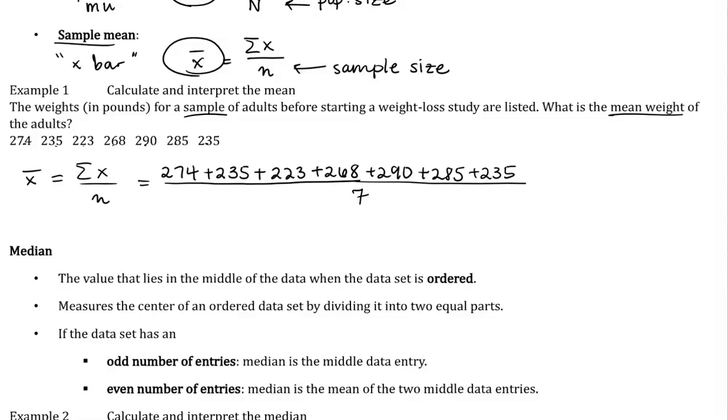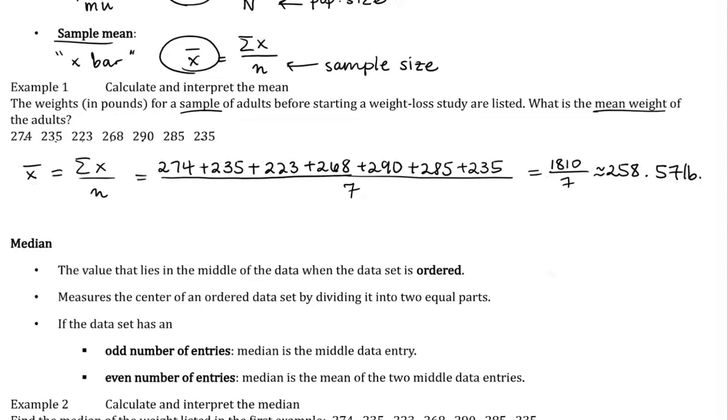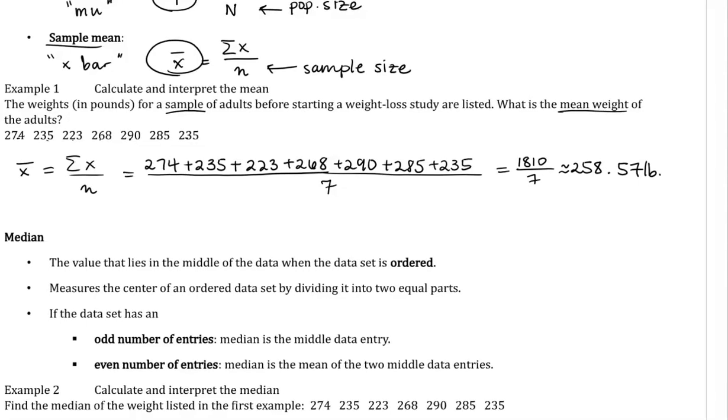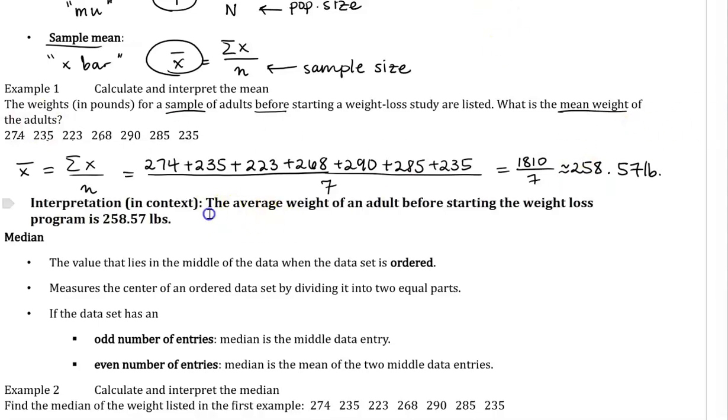So that is how we compute the average of a data set. I got 1,810 divided by 7 gives me approximately 258.57 pounds. So that can be interpreted as the average weight of the adults before they started the weight loss study is 258.57 pounds. And we can see that here.